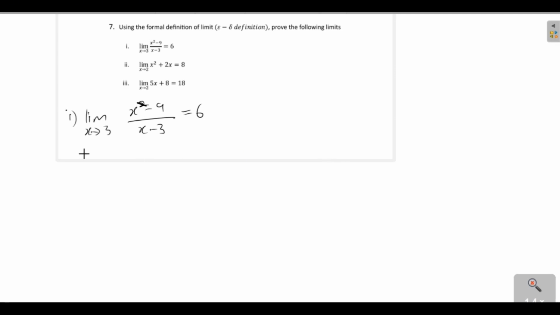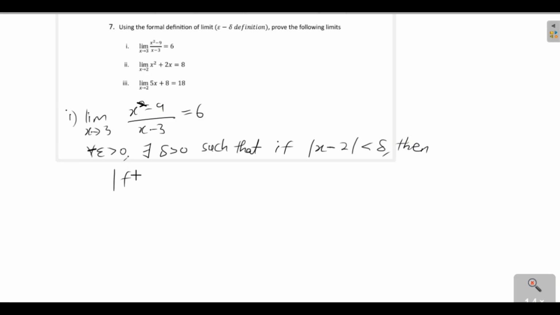Of course, what does the formal definition say? The formal definition says that for every epsilon greater than 0, there exists some delta greater than 0, such that if the distance between x and the point 3 is less than delta, then the distance between the function and the limit is less than epsilon. So this is the formal definition of limit, and this is what we are going to use to prove this question right here. All right, so let's begin.